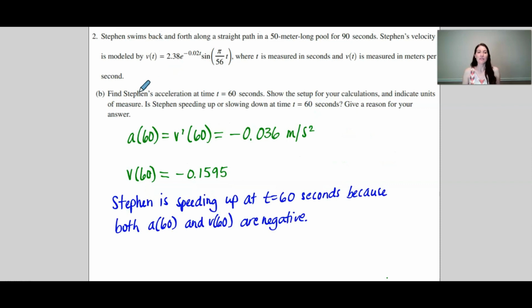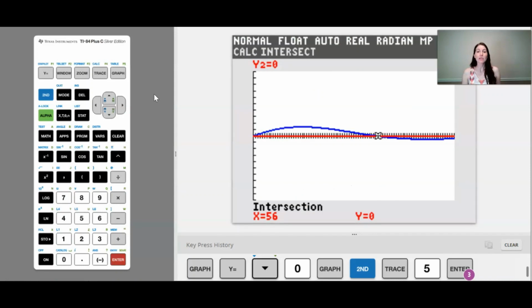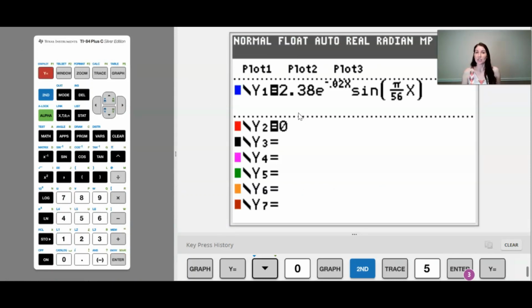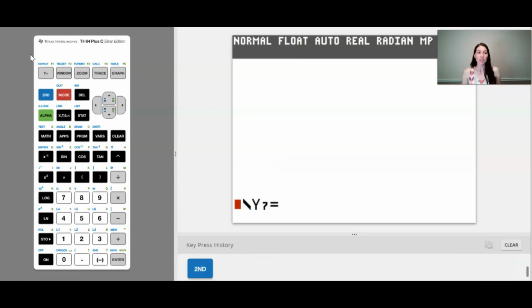Part B says to find Stephen's acceleration at 60 seconds. Well, we are given velocity. Acceleration is the derivative of velocity. When I find acceleration, I like to connect it to what I am given in the problem. If I need to find a of 60, that means I'm finding the derivative of velocity at 60.